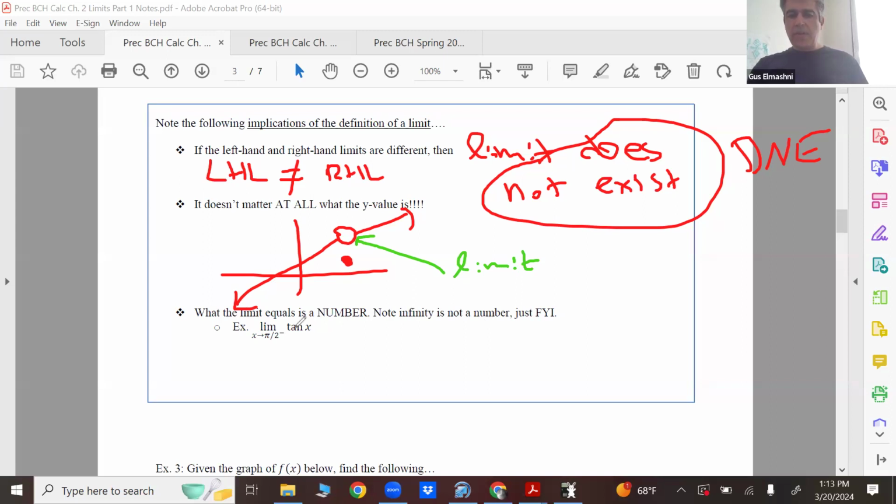So like, for example, if you look at tangent x, hope you guys remember how that graph looks. The graph looks like this here. So if I'm approaching pi, we call this a left-hand limit. That symbol right there, that's a superscript.